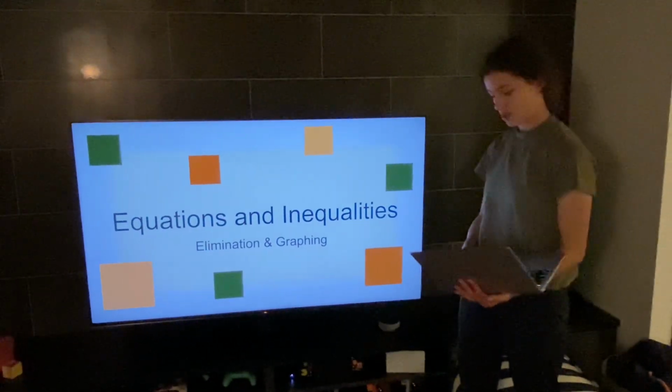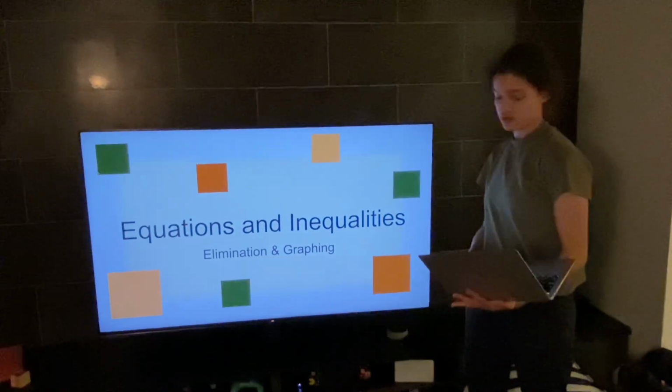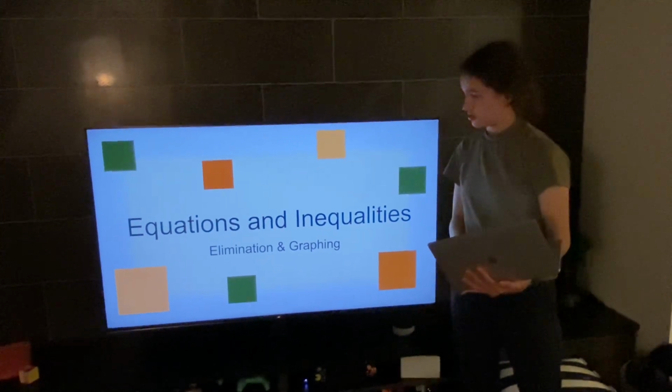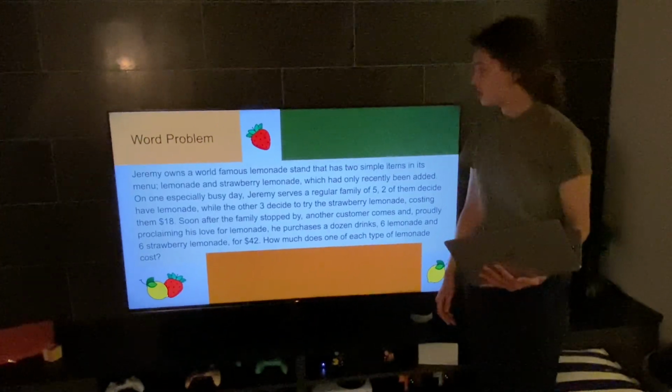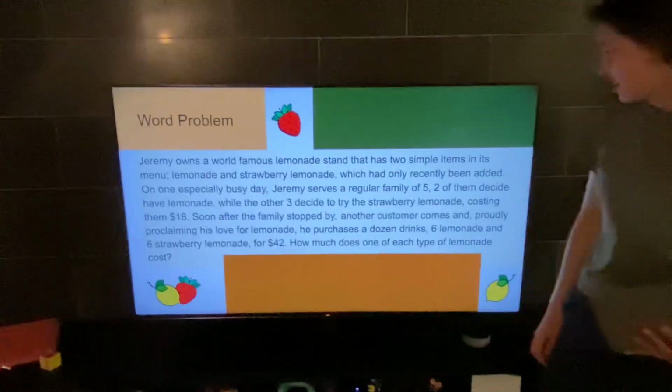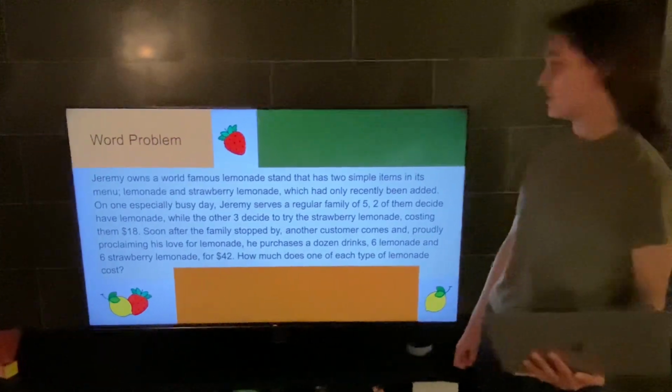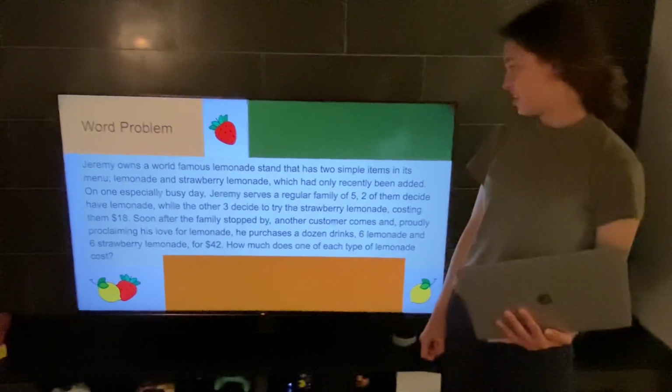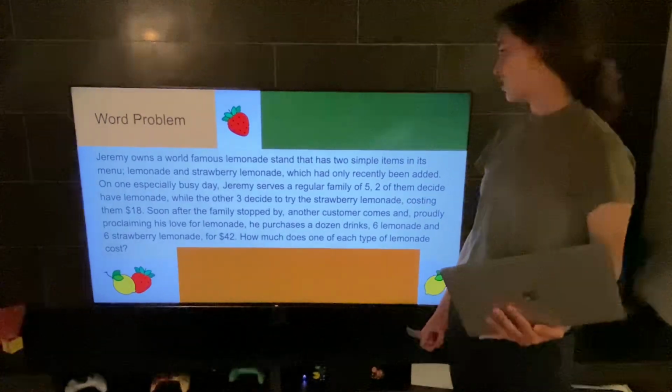So today I'm talking about equations and inequalities. And so the word problem is that Jeremy owns a world-famous lemonade stand that has two simple items in its menu, lemonade and strawberry lemonade, which has only been recently added.